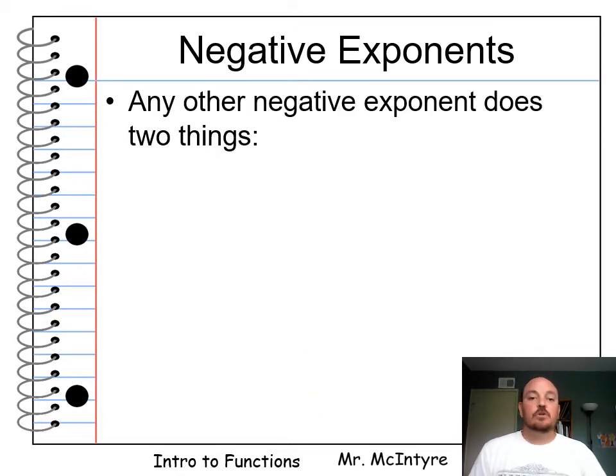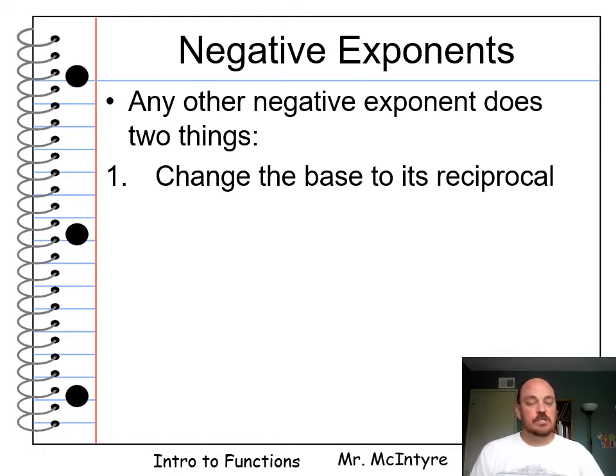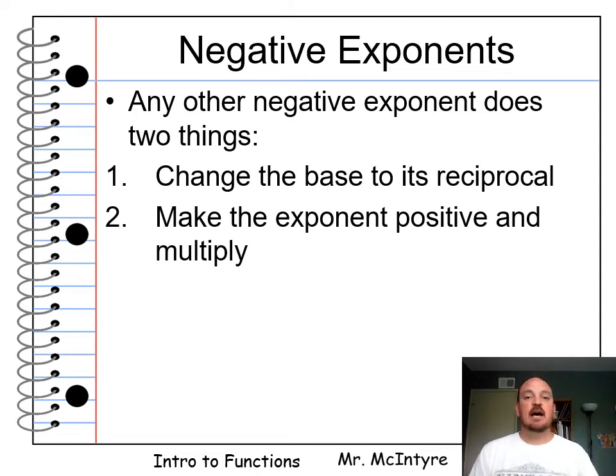All right, so let's look at other negative exponents. Anything other than -1, like -2 or -10 or something like that. Now, that's going to do two things. Number one, it's the same thing we just did. It's going to take that base, or that number that we're raising to the power, and it's going to flip it. It's going to make it its reciprocal. But then, after you do that, it takes that negative exponent, turns it positive, and you apply that.